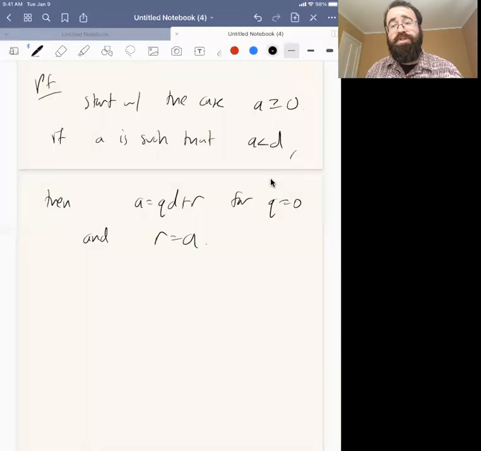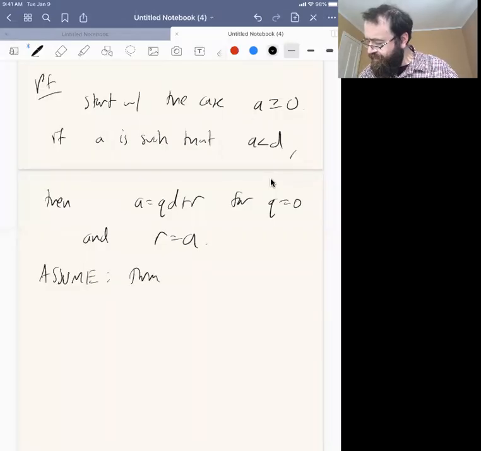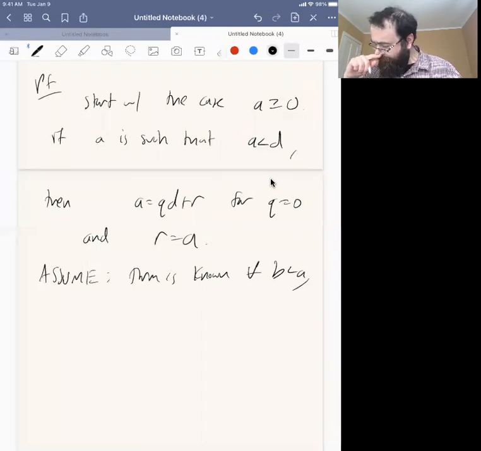Okay, and so now we'll use strong induction. So assume that the theorem is known for all b less than a, and we prove it for a.